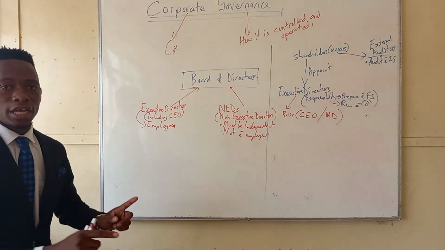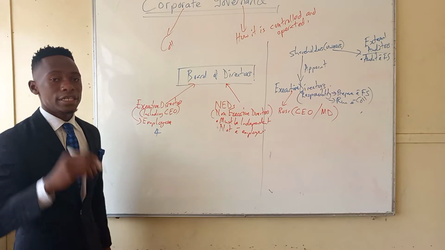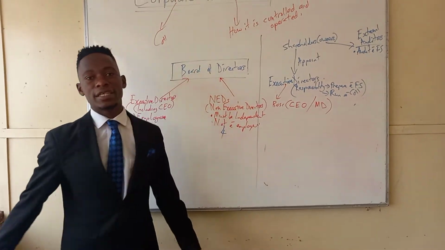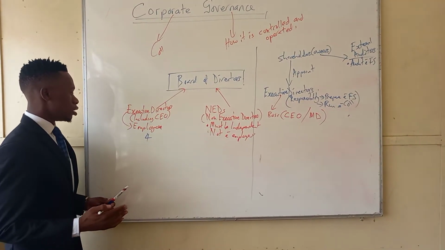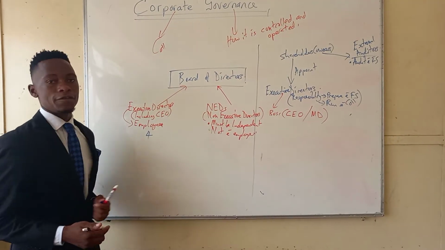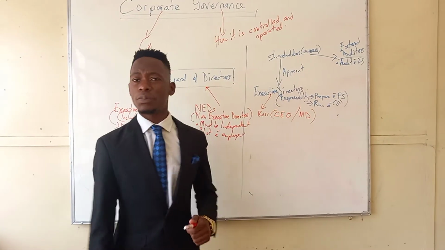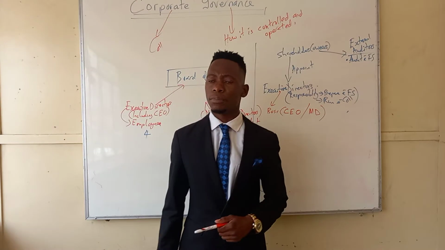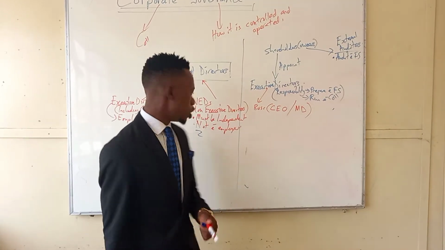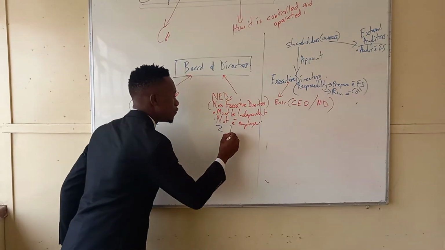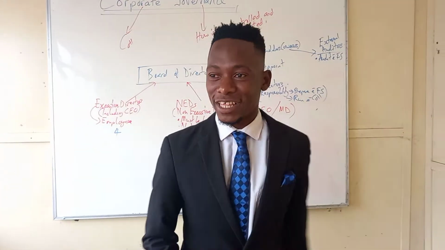But just know that the board has to be balanced. For example, if we have 4 executive directors, it simply means that we must have 4 non-executive directors. So that means if you read a scenario and you find that there are 4 executive directors and we have 2 non-executive directors, that means following corporate governance, you must say that the board is not balanced. The board must be balanced. So what advice will you give to that company? You tell them that the board is not balanced, so they have to appoint 2 more non-executive directors to make the board balance. Are we together?